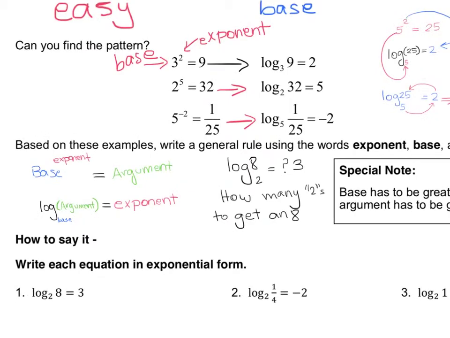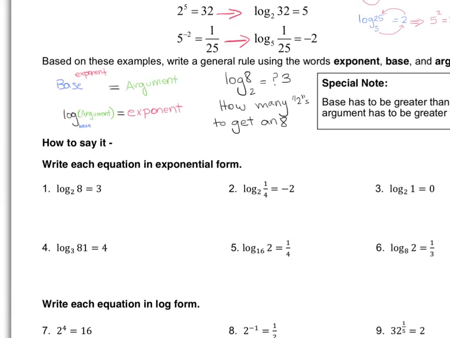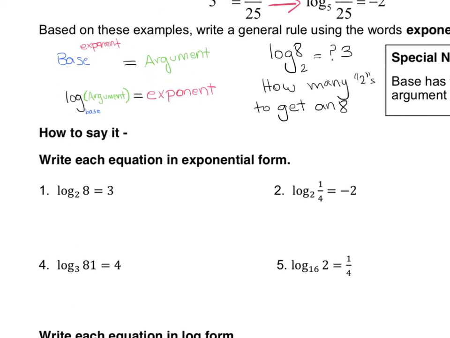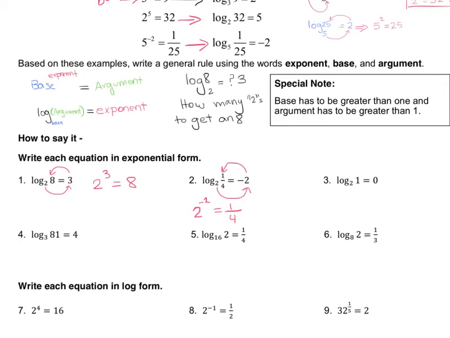Now that you are familiar with log, let me try to switch now between, write each equation in exponential form. Again, to switch from log to exponential, you would say 2 to the power 3 is equal to 8. 2 to the power negative 2 is equal to 1/4. I think you get the concept, so go ahead, try to do the rest on your own. Again, 2 to the power 0 would be 1. So go ahead, do the rest.